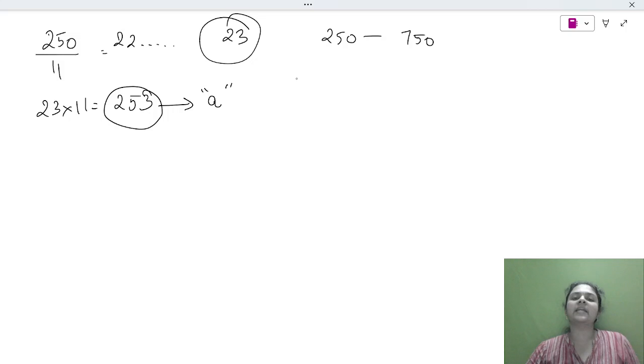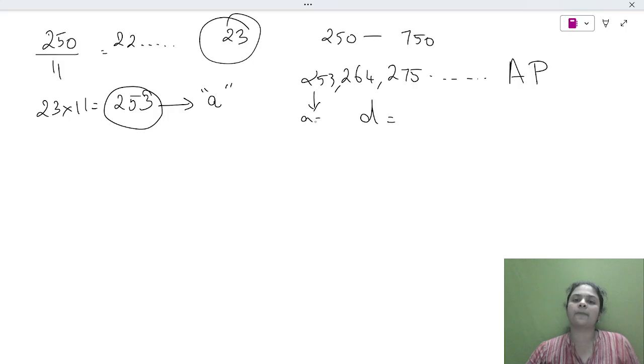So the series will go like this: 253, 264, 275, and so on, which follows an arithmetic progression where 253 is A and D is the difference of 11. So far, are you clear how we arrived at the first number? Okay. Now how to find out the last number?